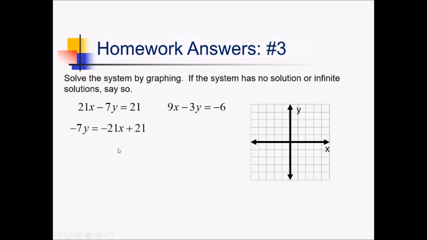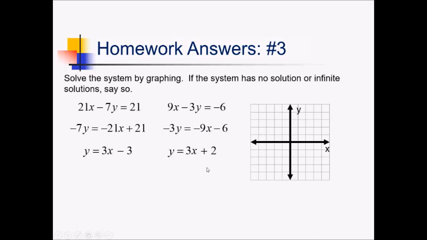And then to get y by itself, I have to divide everything by negative 7. So that'll give me just y on the left side. And on the right side, dividing by negative 7, the first term will be positive 3x, and then this will be minus 3. So that gives me something I can graph. Before I do that, though, let me just rearrange this other one right here. Over here, I will subtract 9x from both sides. And then I'll divide everything by negative 3 to get y by itself. So that gives me y equals positive 3x, and then plus 2.